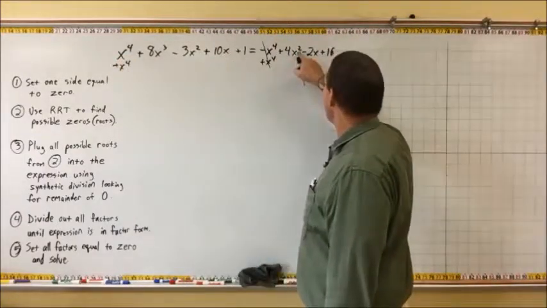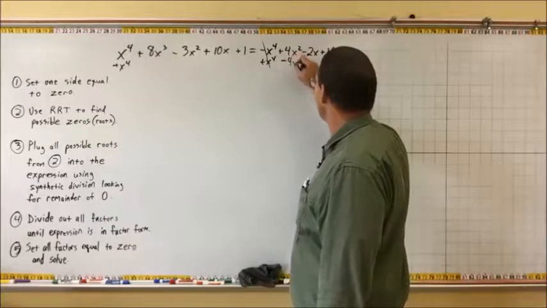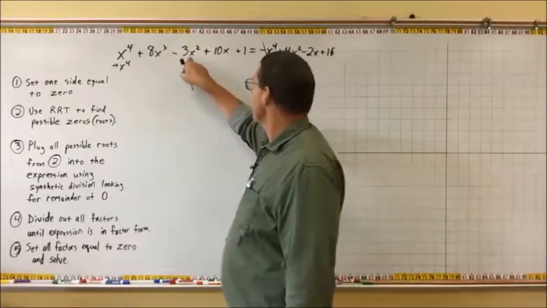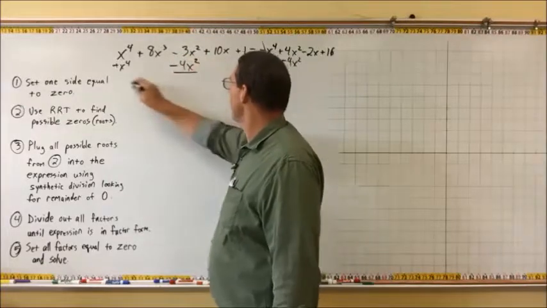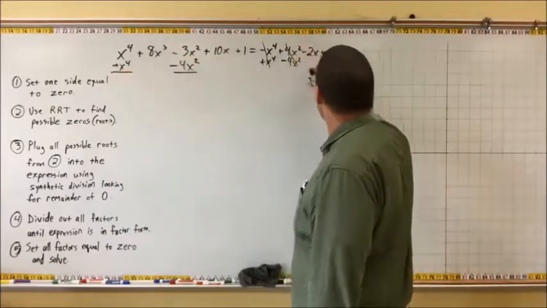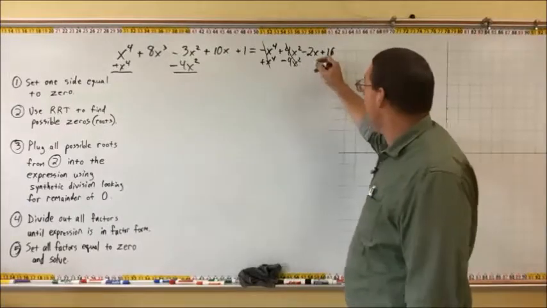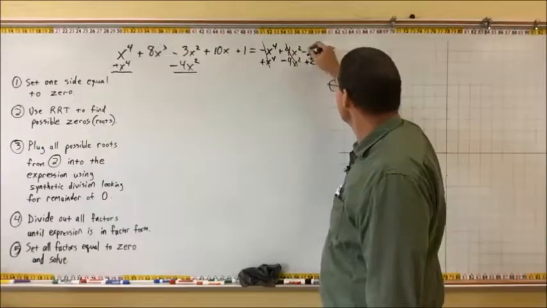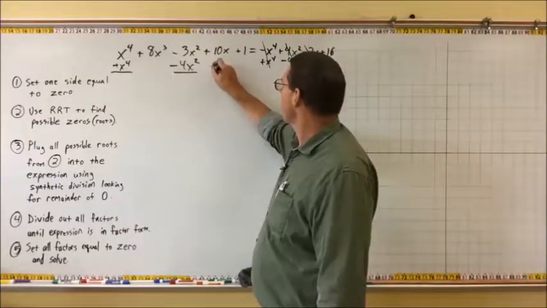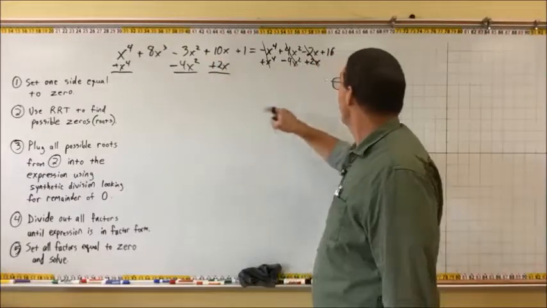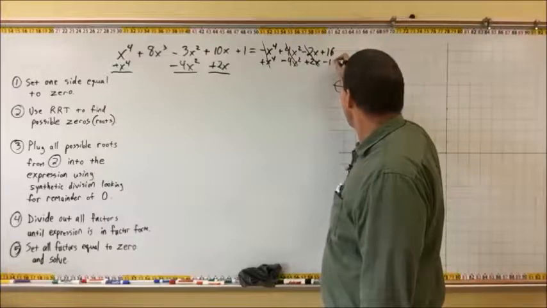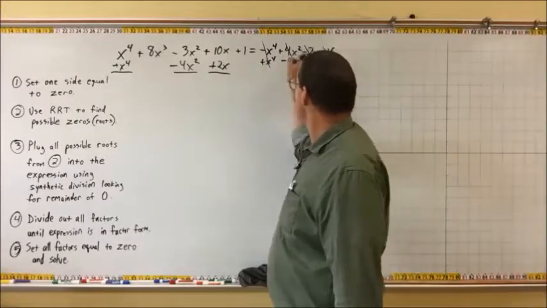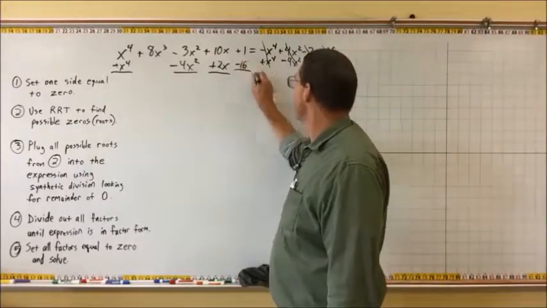To get rid of this 4x squared, I'm going to subtract 4x squared. And so I'm going to go to this minus 3x squared, I'm going to put minus 4x squared. Okay? All right. Cancel that. I got a negative 2x here, so I'm going to add 2x. Cancel that. And I got a 10x here, so I'm going to add 2x there. Okay? Here I've got a positive 16, so I'm going to cancel that by doing minus 16. And if I minus 16 there, I have to minus 16 over here.